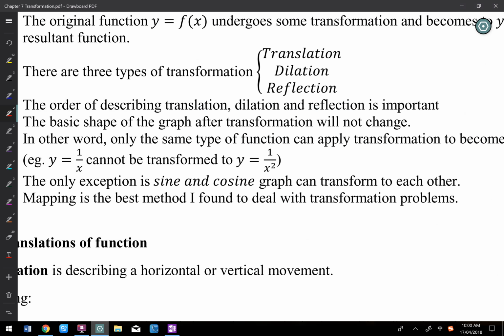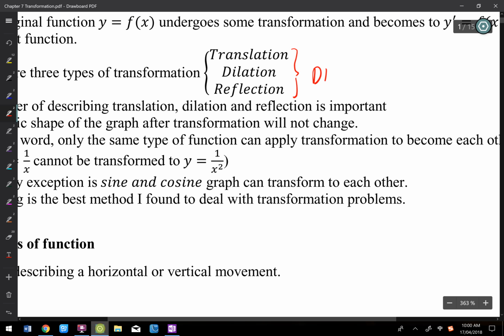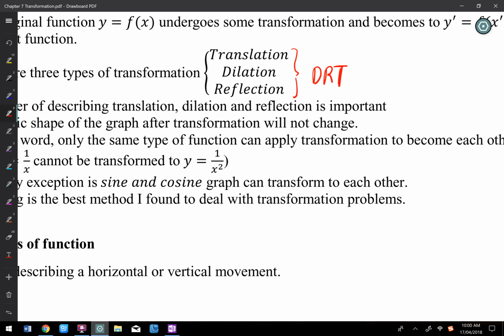Also, when you describe things, when they give you the resultant function and the original function and ask you to describe it, your order is very important as well. You can't say it in any order. I'll talk about the order later, in the next 2 pages. But the normal order you describe it in is DRT order. I think you may have heard about it. So DRT order: we talk about dilation, reflection, and then translation.